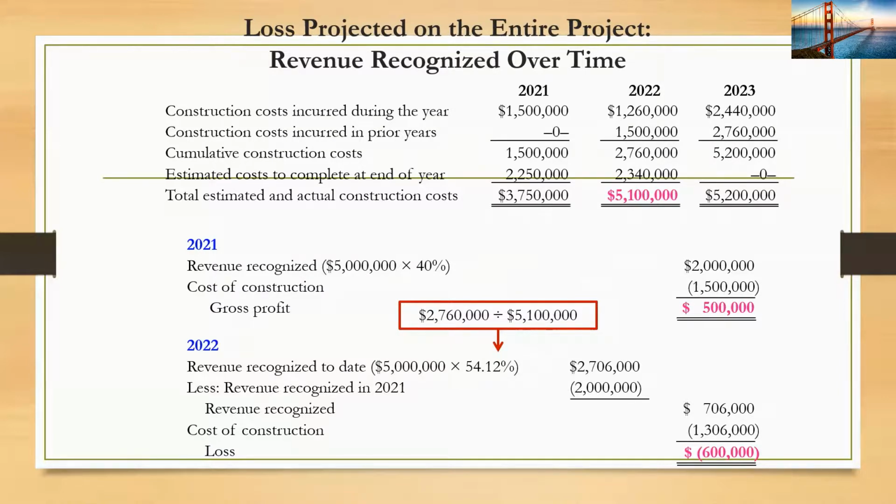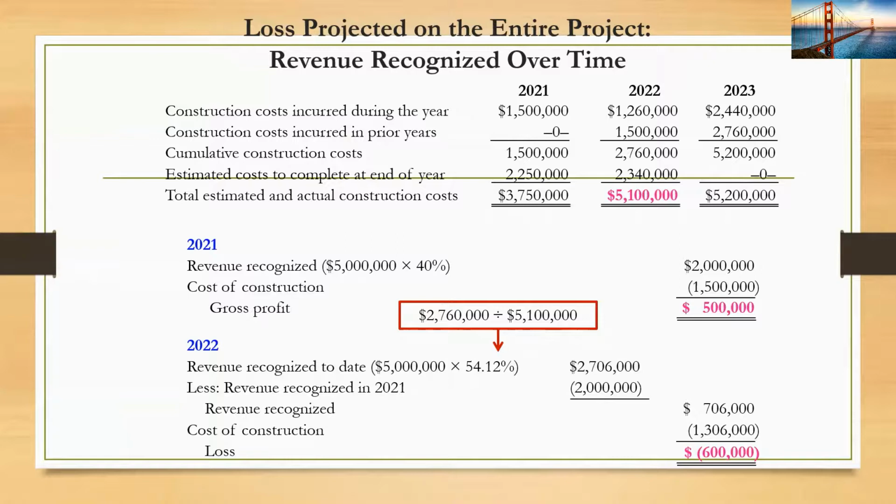And here in this example, allocation of revenue and cost of construction to each period, we're talking about a loss on the entire project. Let's start by considering how overall losses on a contract are recognized when revenue is recognized over time. Each year, you would calculate the revenue to be recognized in the normal fashion, multiplying total revenue to be recognized by the percentage of completion. In situations where a loss is expected on the entire project, you have to back out any gross profit recognized in prior periods and also recognize the overall loss.